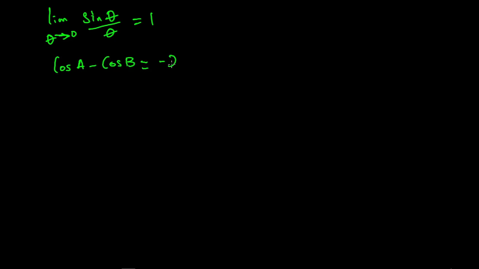The first is the limit of sin θ over θ as θ tends to 0, and that is equal to 1. The second thing to be noted is the trig identity of cos A minus cos B, and this is equal to minus 2 sin((A plus B) over 2), multiplied by sin((A minus B) over 2).